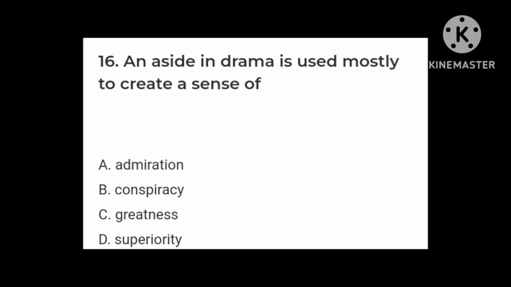The right answer is conspiracy, option B. Aside is mainly used to convey secret intention or feeling to the audience. It is also a process of manipulating the perception of the audience. The right answer is option B, conspiracy.